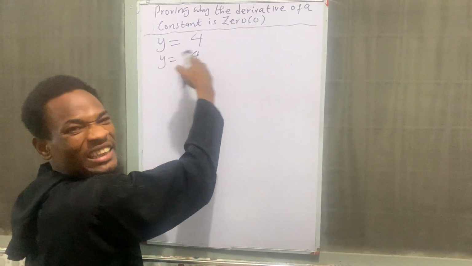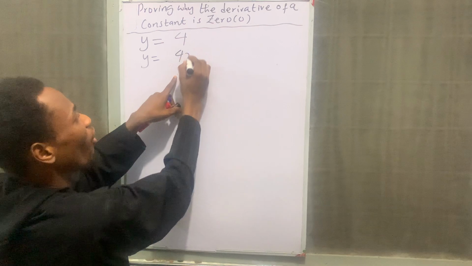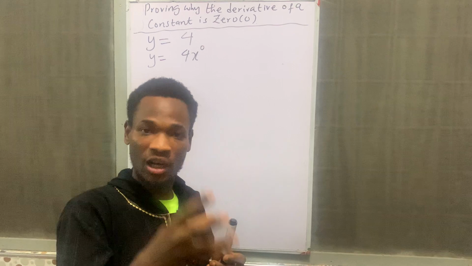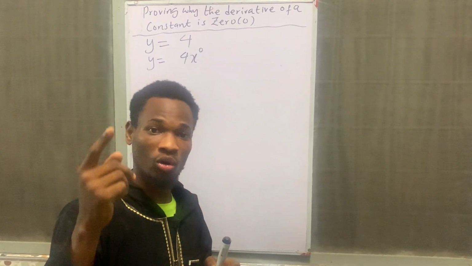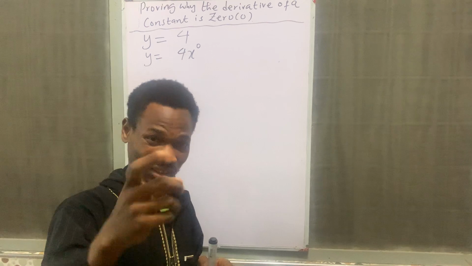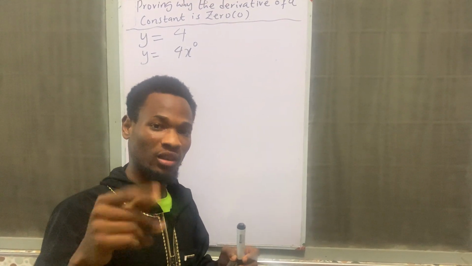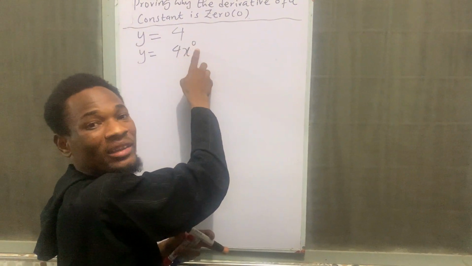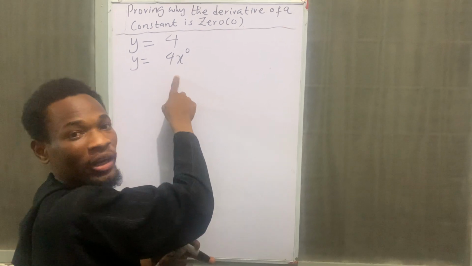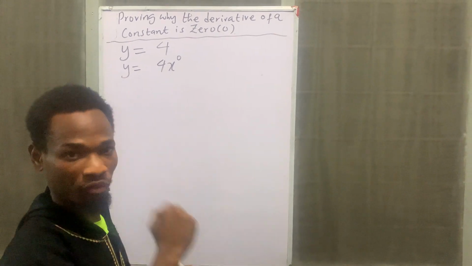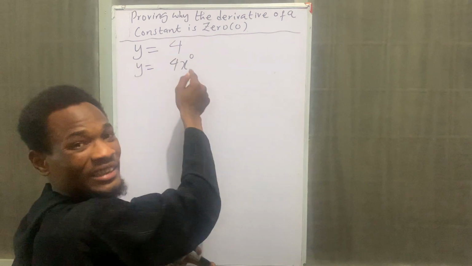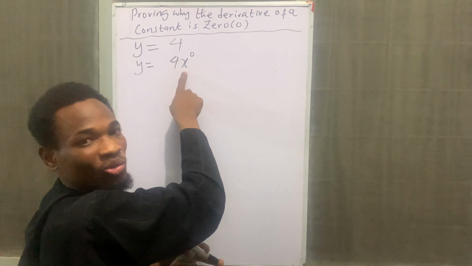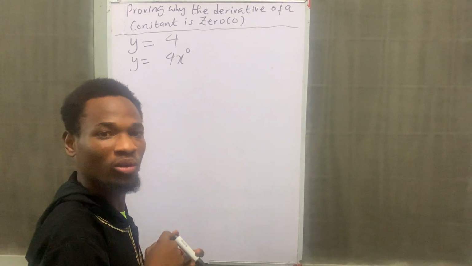4. The 4, in other words, means 4x to the power of 0, because you know that any non-zero number raised to the power 0 is equal to what? It's 1. So I can say x to the power 0 is equal to 1, and the 1 will multiply the 4, and I'll still get back my 4. As a result, y equals 4 is the same as 4x to the power 0, provided this x is not equal to 0, non-zero.